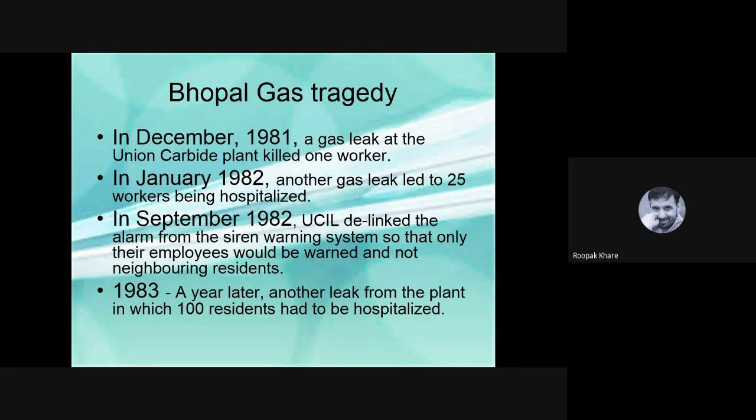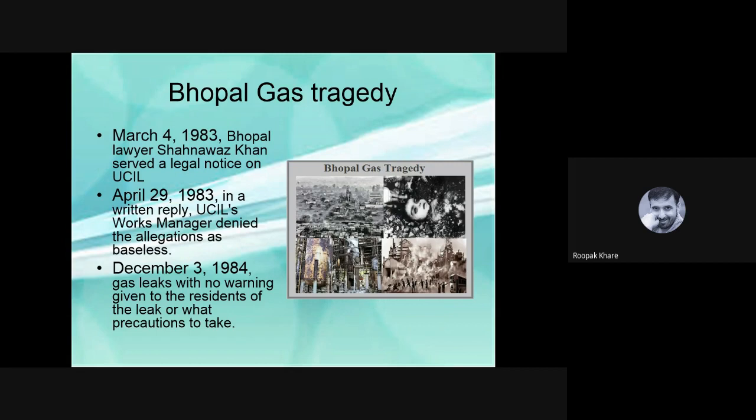And to add to the worst, I don't know how they obtained the permissions, but this dangerous factory was built right in the heart of the city. There were habitations all around. It was so tragic. In 1983, a year later, another leak from the plant caused 100 residents to be hospitalized. Leakages were happening every now and then, so frequently.